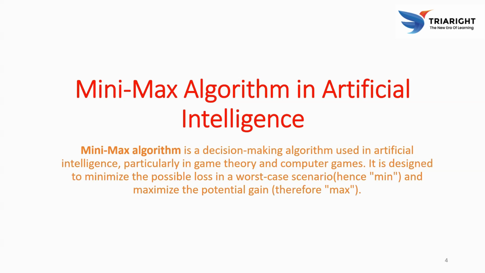The core idea is that the algorithm operates on the principle of looking ahead in the game tree and determines the optimal move for the current player, assuming that the opponent will also play optimally. It involves two main concepts, which are maximizing and minimizing, right? So minimizing we call as min, and this phase represents the opponent's turn. The min player will choose a move that leads to the lowest possible score for the max player.